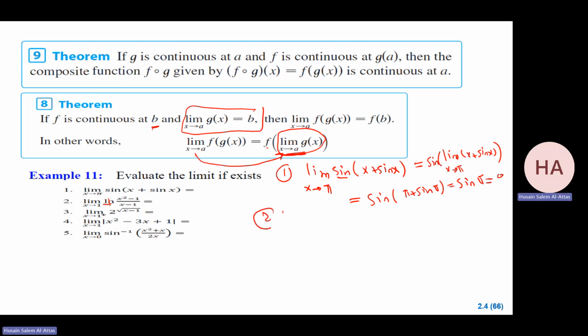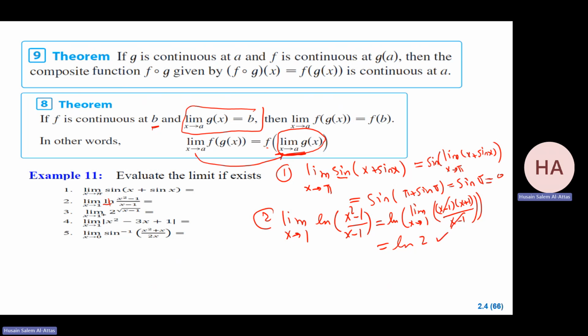So number 2, limit as x goes to 1 of ln of x squared minus 1 over x minus 1. I can take the limit inside, so it will be ln of the limit as x goes to 1. This is what? X minus 1 times x plus 1 over x minus 1. I can substitute. So you get what? Ln, this is cancelled. Ln 2. That's it.